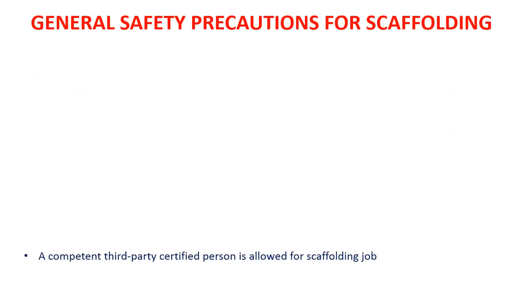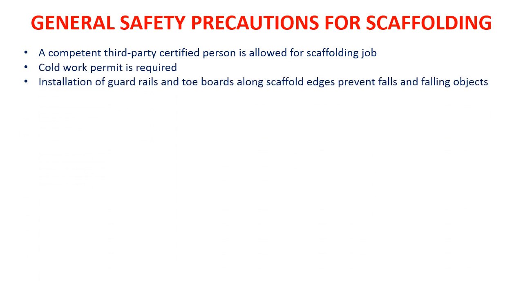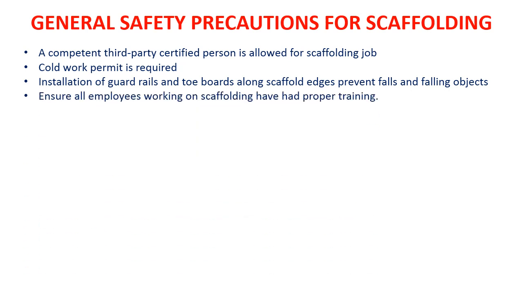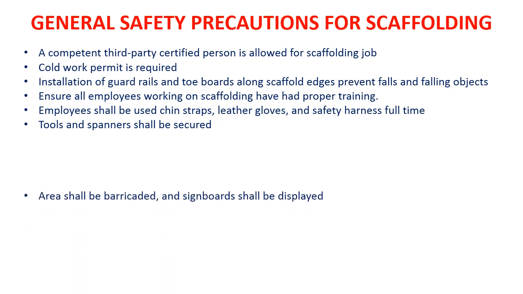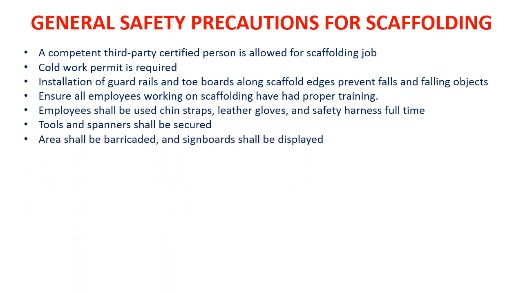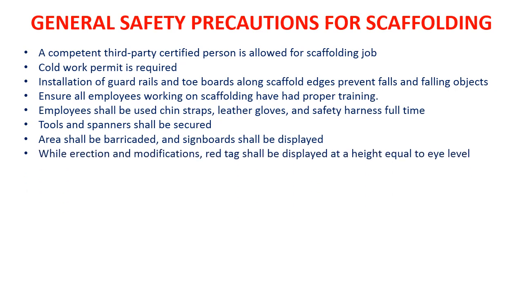General safety precautions for scaffolding are: a competent third-party certified person is allowed for the scaffolding job, a cold work permit is required, installation of guardrails and toe boards along scaffold edges prevents falls and falling objects, ensure all employees working on scaffolding have had proper training, employees shall use chin straps, leather gloves and safety harnesses full time, tools and spanners shall be secured, the area shall be barricaded and signboards shall be displayed.